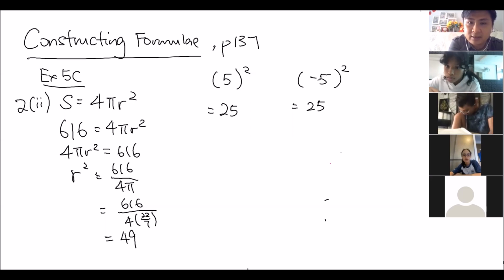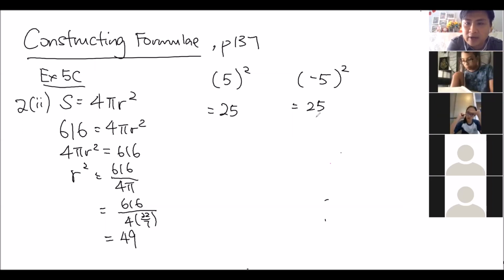Can you understand? Okay, some of you say no. Let me repeat again. You see 5 square gives us 25, correct? Positive 25. Negative 5 square also gives us positive 25. Can we understand? Yes. So if I take square root of 25, I can get 5. If I take square root of 25, I can also get negative 5. Can we get the idea?